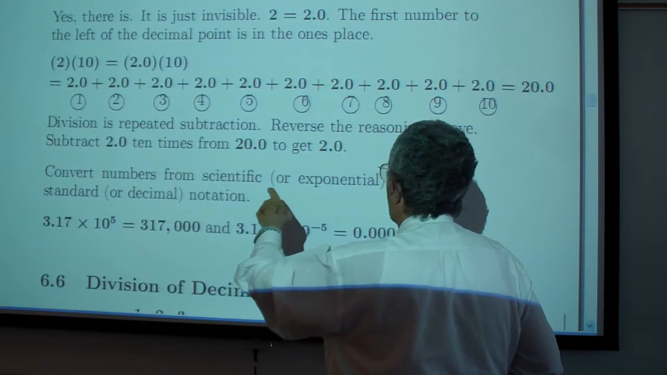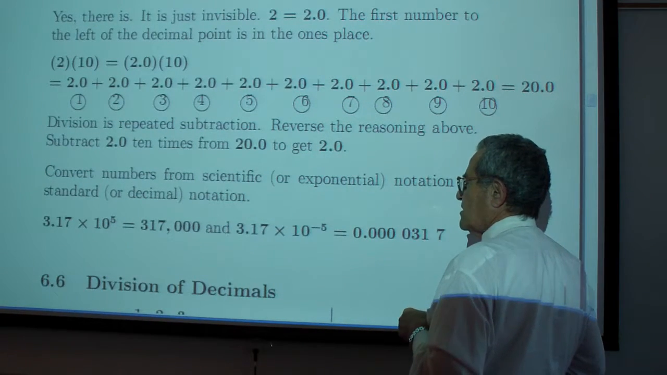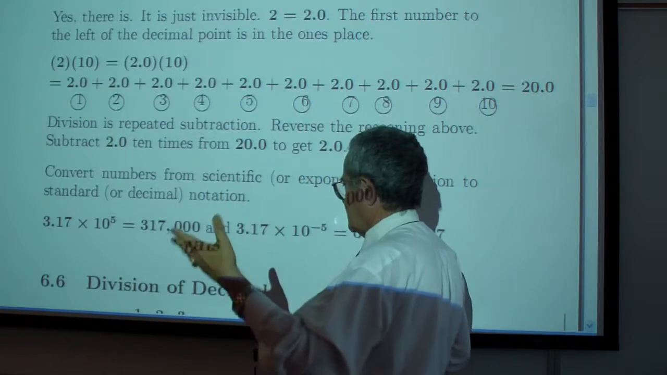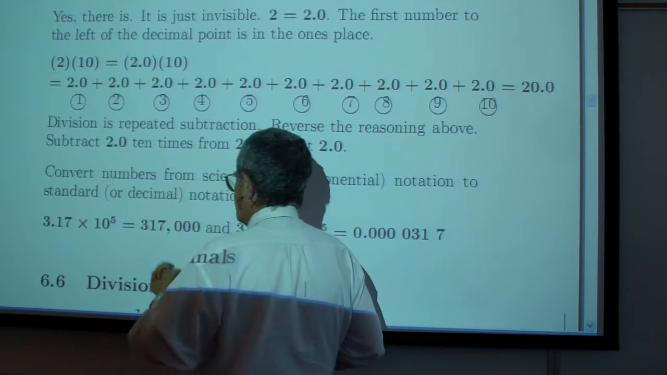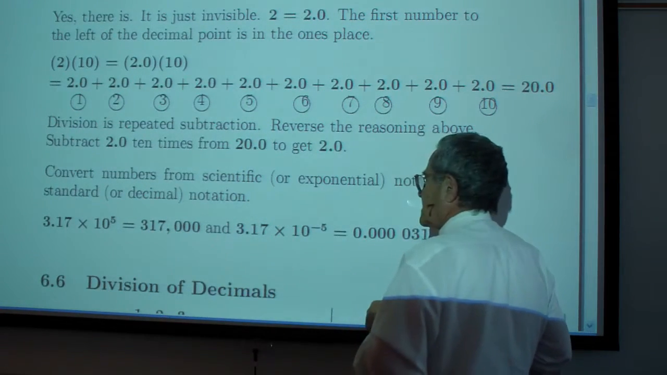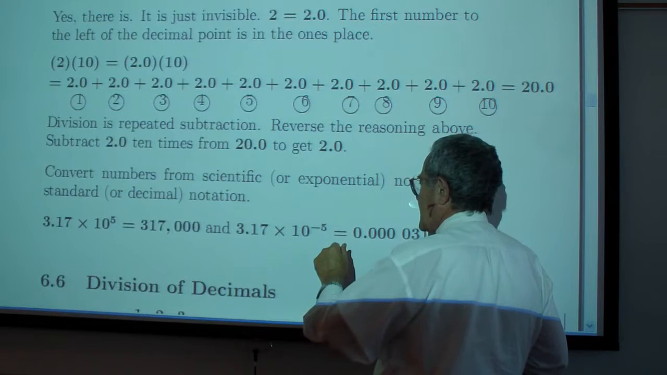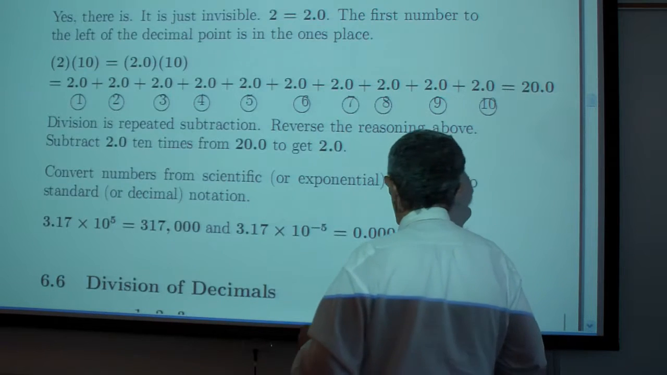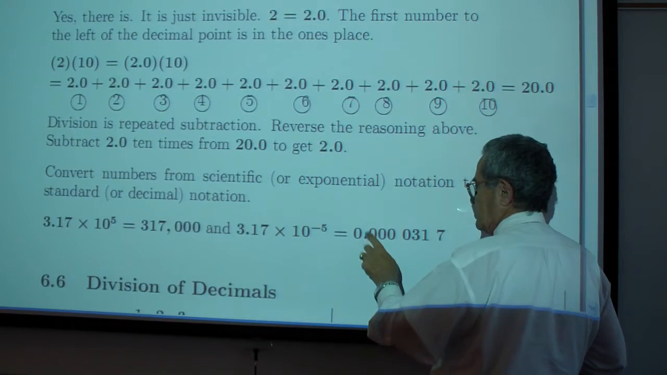Convert numbers from scientific or exponential notation to standard or decimal notation. Well, this is 10 to the 5. We multiply it by 10 times 10 times 10 times 10 times 10. So 5 tens, which means the decimal point goes 5 places to the right. It was here, 1, 2, 3, 4, 5. And 3.17 divided by 10 to the 5. You divide by 5 tens, and you move the decimal point from here 1, 2, 3, 4, 5 places to the left. The number gets smaller.